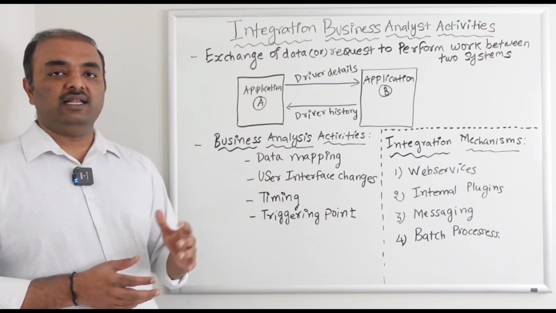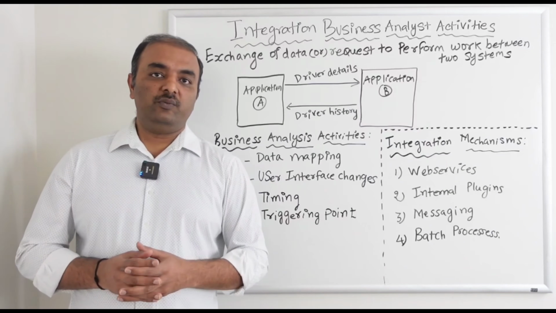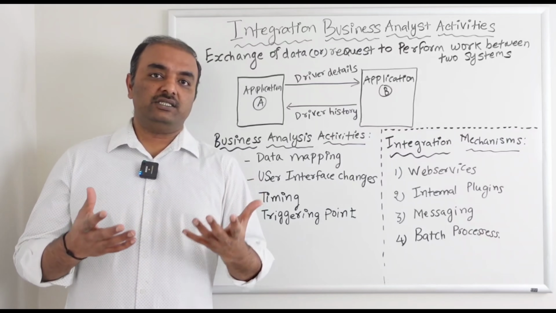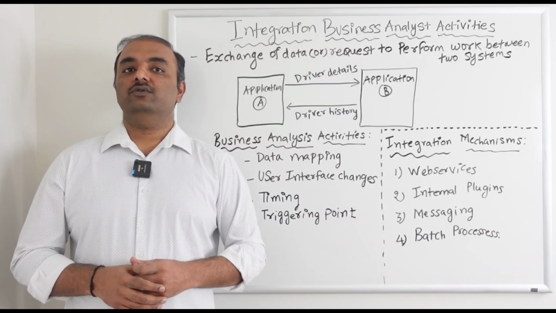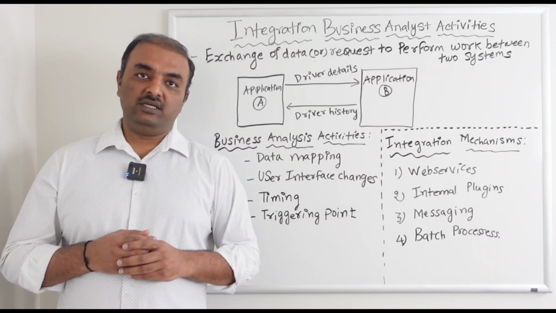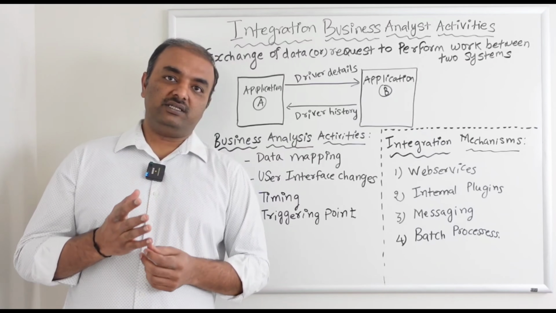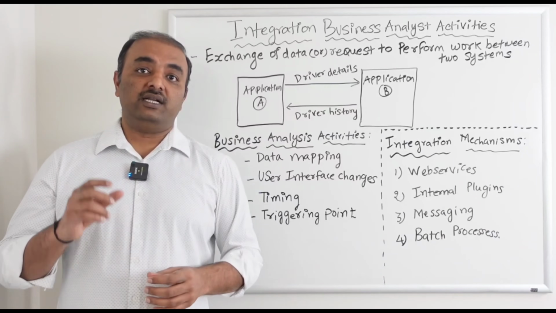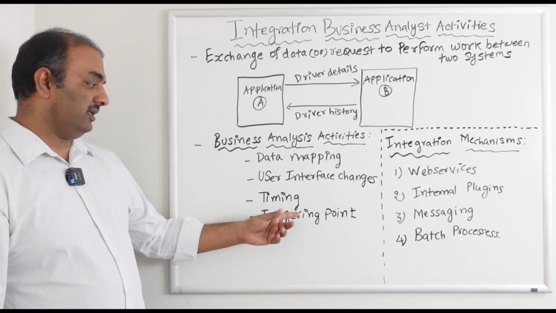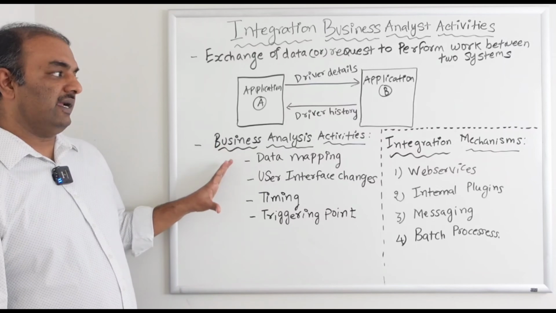Fourth thing is triggering point. Is this going to be triggered based on some user action or some system level event updates? Like if you take a policy system, the moment a user creates a submission and clicks on the quote button, in those scenarios do we need a trigger? So the triggering points have to be clearly documented. So pretty much these are the BA activities.